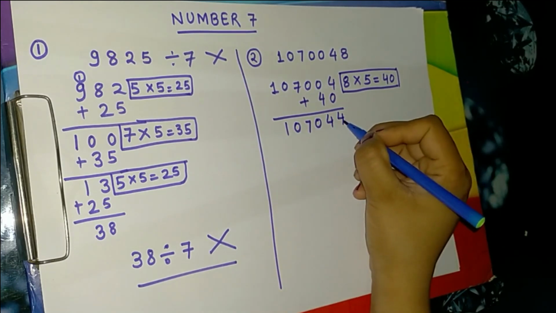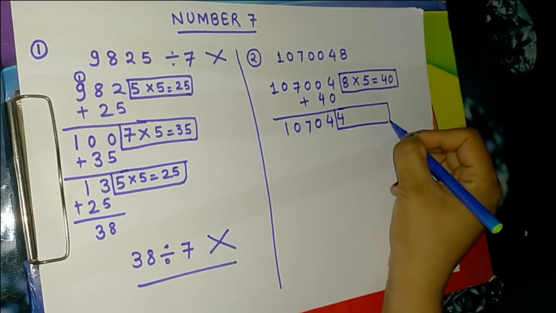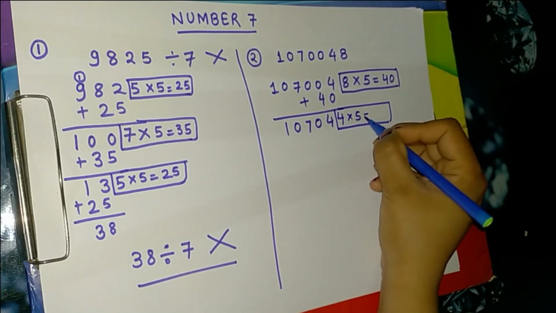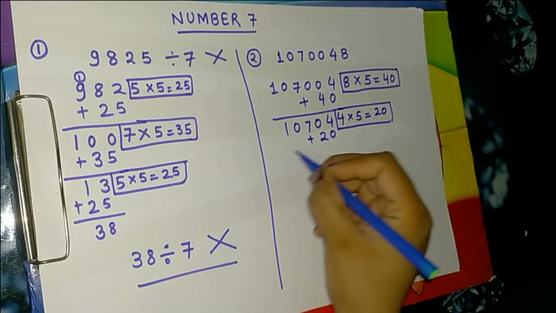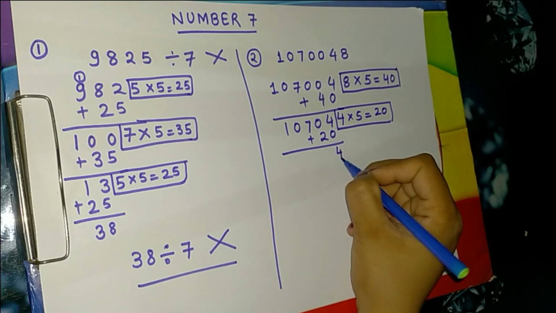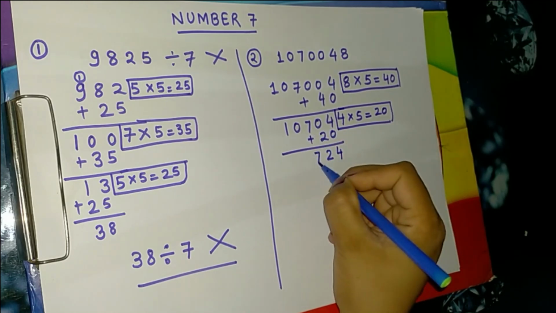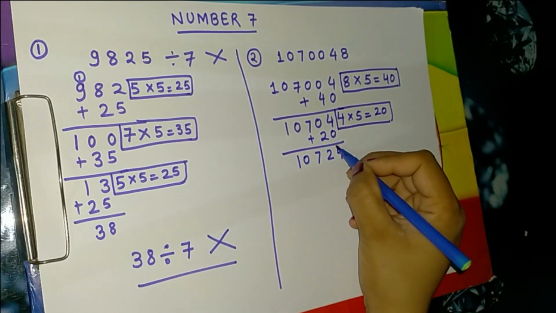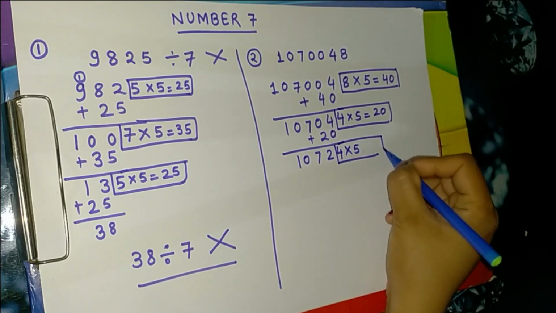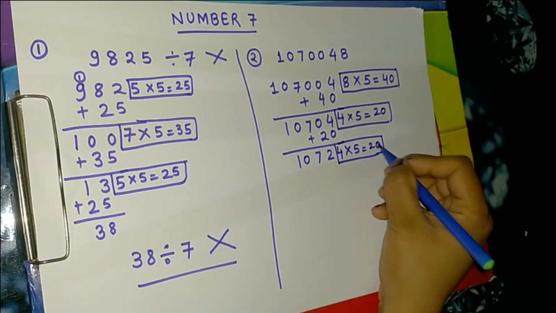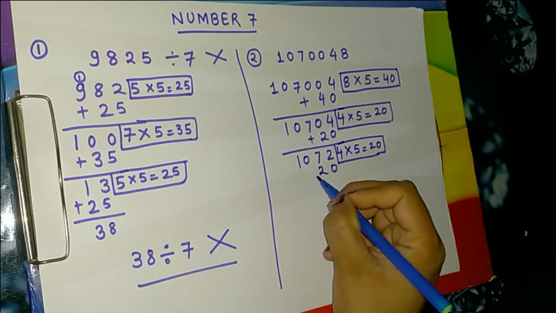The last digit of this number is 4. We need to multiply this 4 by 5. So 5 cross 4 is 20. We need to add this 20 here. 4 plus 0 is 4, 0 plus 2 is 2, 7, 0, 1. The last digit is again 4. We need to multiply this 4 by 5. So here 4 cross 5 is 20. We need to add this 20 here.